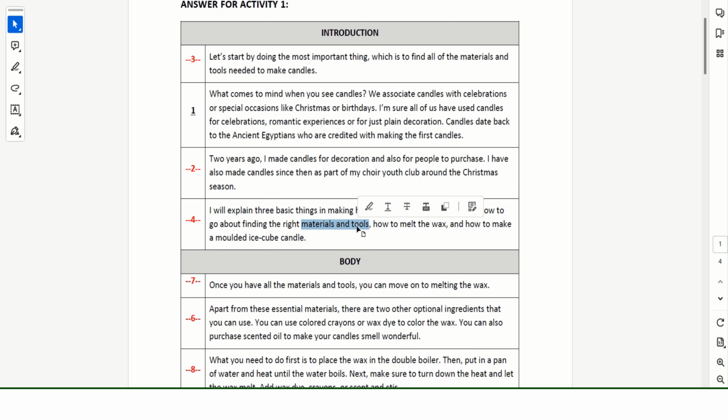Okay, of course, by now, that will be number 1. When we go to the body paragraph of the essay, we should be looking at the materials and tools first, then how to melt the wax. Okay, that will be the second indicator. And the last one, how to make a molded ice cube candle. Okay, so this is number 4.